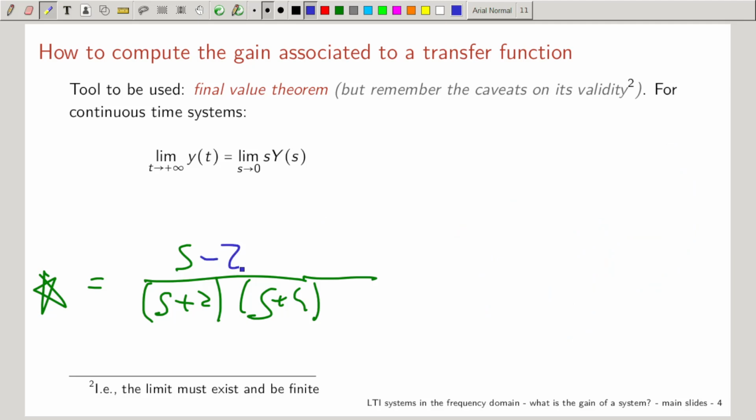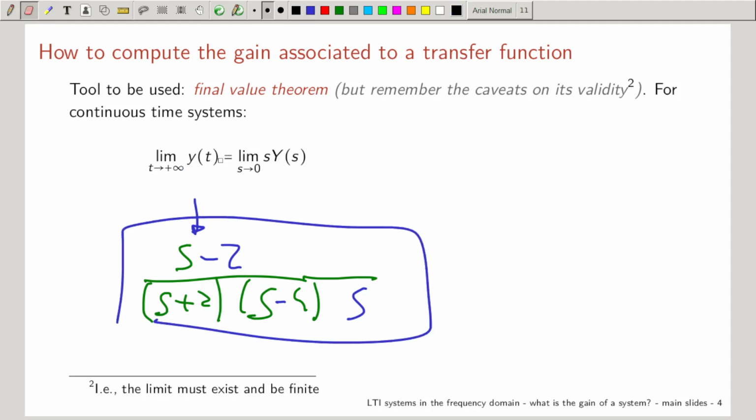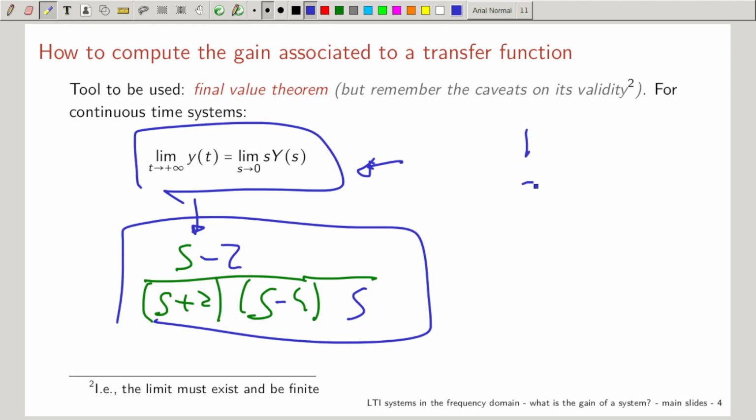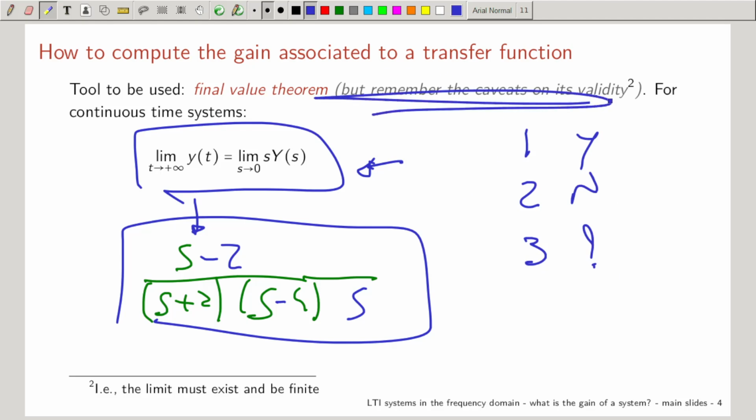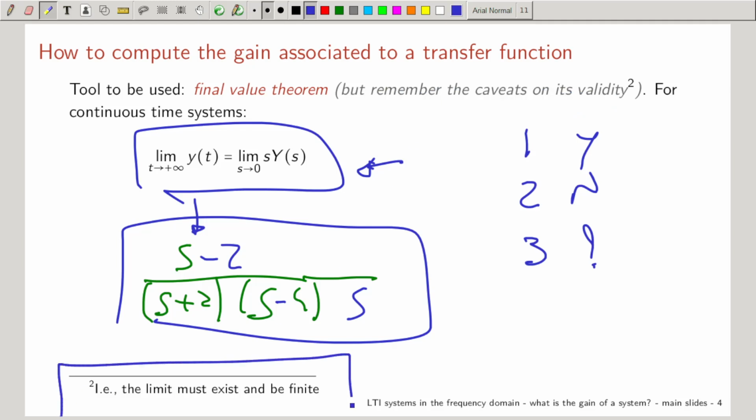(s minus 2) over (s minus 4). This is my y in Laplace. Can I apply this object here? Can I apply the final value theorem? I can apply, cannot apply, I do not know. Discuss? Can I apply the final value theorem in that situation?